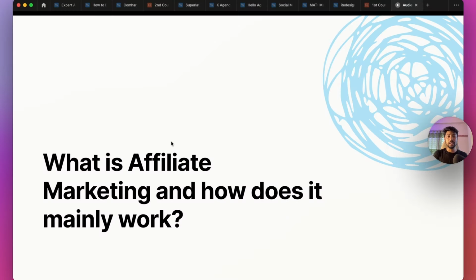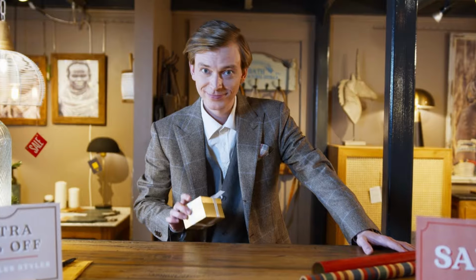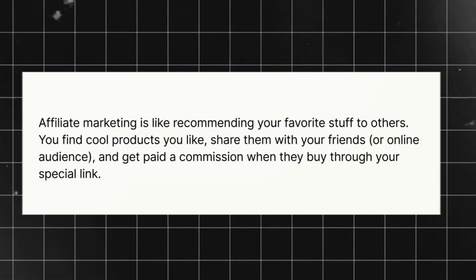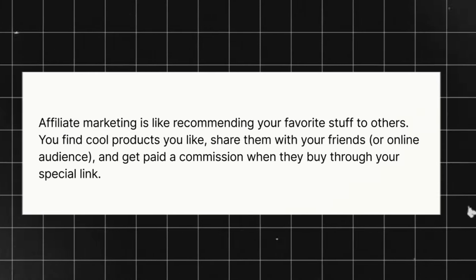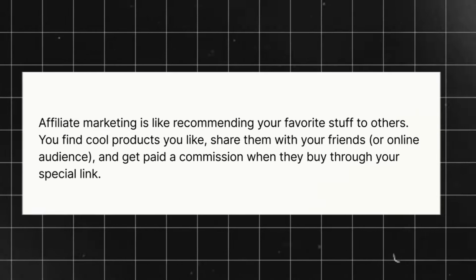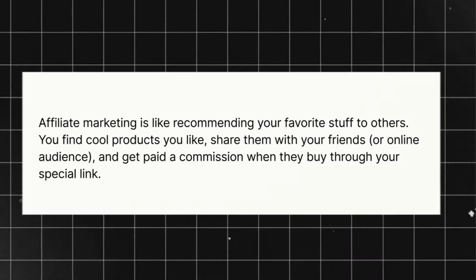Now let's talk about what affiliate marketing mainly is and how it mainly works. It's something like recommending your favorite products to others. You find cool products you like, share them with your friends or online audience, and get paid a commission when they buy through your special link.